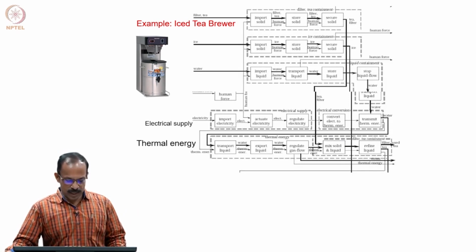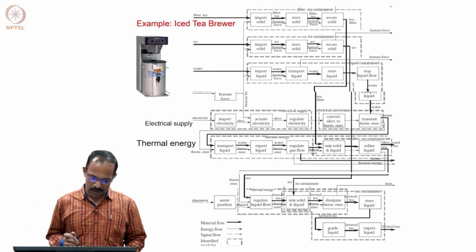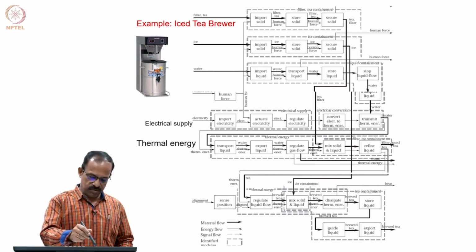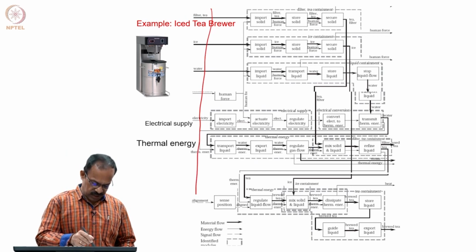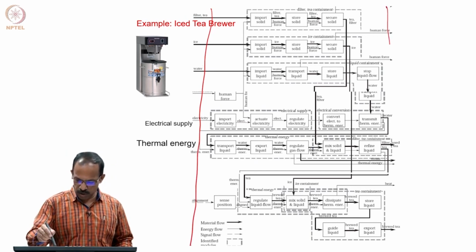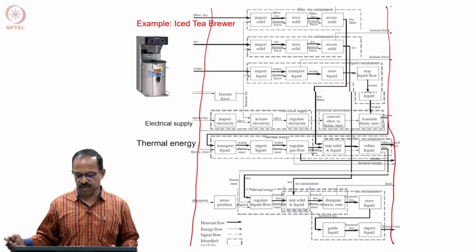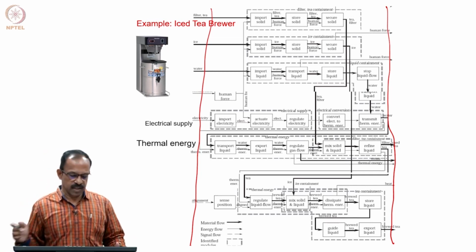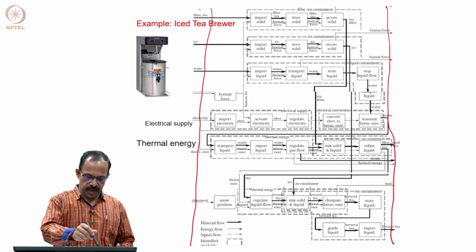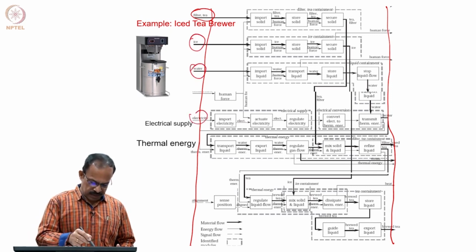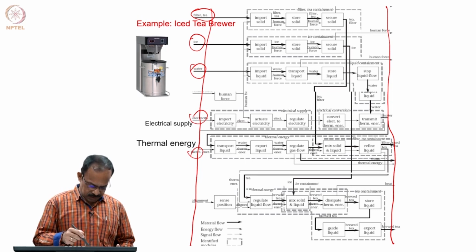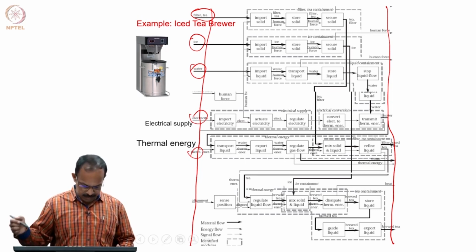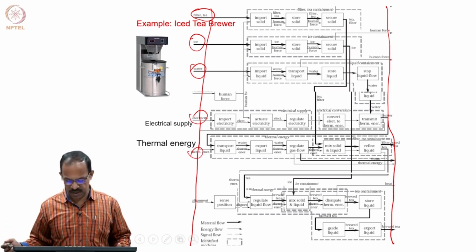So, if you look at the function structure, again this function structure we already discussed in one of the earlier classes. So, I am not going into the details of how you get this function structure. You will be getting this function structure like this. The input will be filter, tea, ice, water, then electricity, then thermal energy, okay, that is thermal energy coming, and then alignment and other things, okay, that is information.